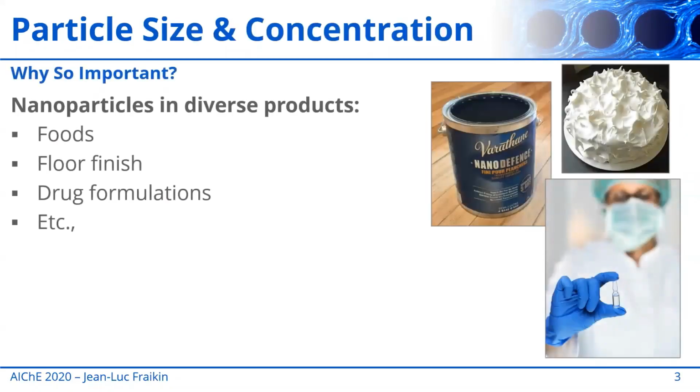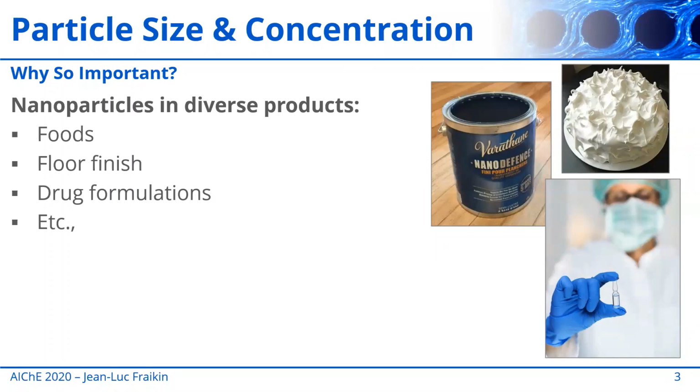So why first are particle size and concentration so important? Well, as you're undoubtedly familiar, nanoparticles are everywhere now in a huge range of products, right? They're in foods, they're in things like floor finish and paints and coatings, industrial materials like that. And importantly, especially during a pandemic, they're present in drug formulations. Moderna's new vaccine is going to be based on nanoparticle drug delivery.